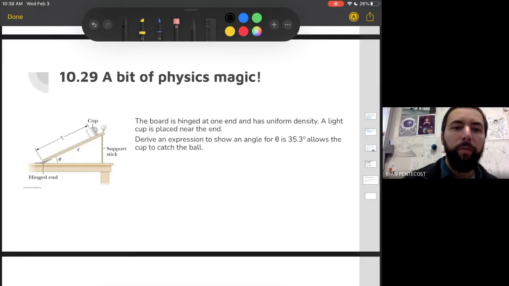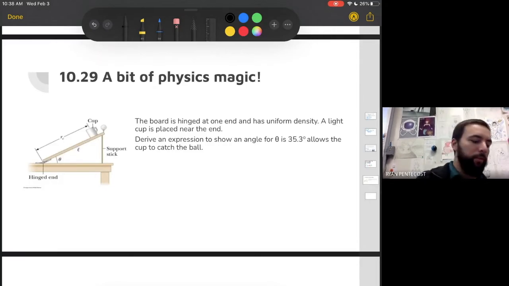All right, for our next problem, a bit of physics magic. This one's a doozy, so it's going to take a lot of drawing to get through. A board is hinged at one end and has uniform density. A light cup is placed near the end. Light, meaning massless. Derive an expression to show an angle of 35.3 degrees allows the cup to actually catch the ball. So we are going to work off of 2 points.